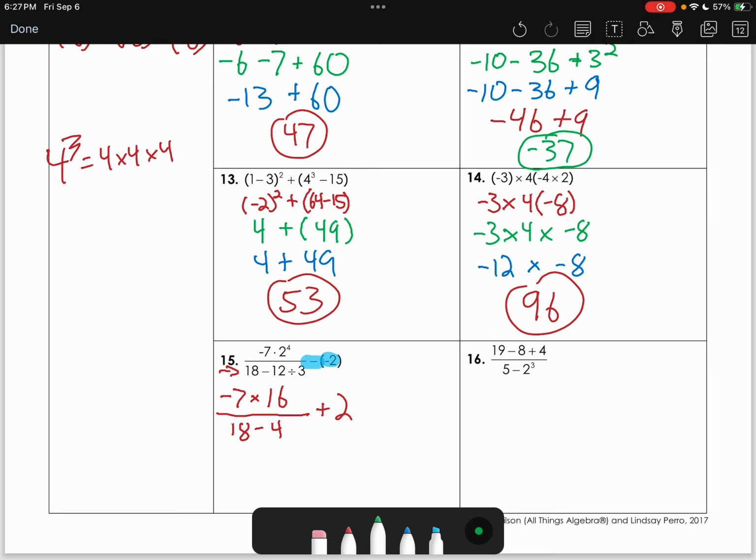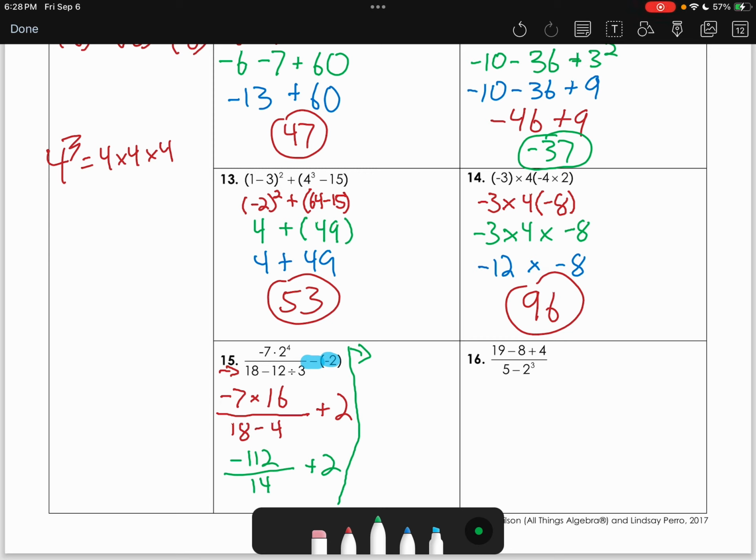So let's move down another level, and we have -7 times 16. I got to check that one on my calculator just to make sure I'm doing it right. All right, and that's -112. Put that over 18 minus 4 is going to be 14. And then, of course, we still have our add 2 there. Now, I'm going to draw a line across here, so I'm going to start working this problem. I'm going to start up here. I'm going to keep going, okay?